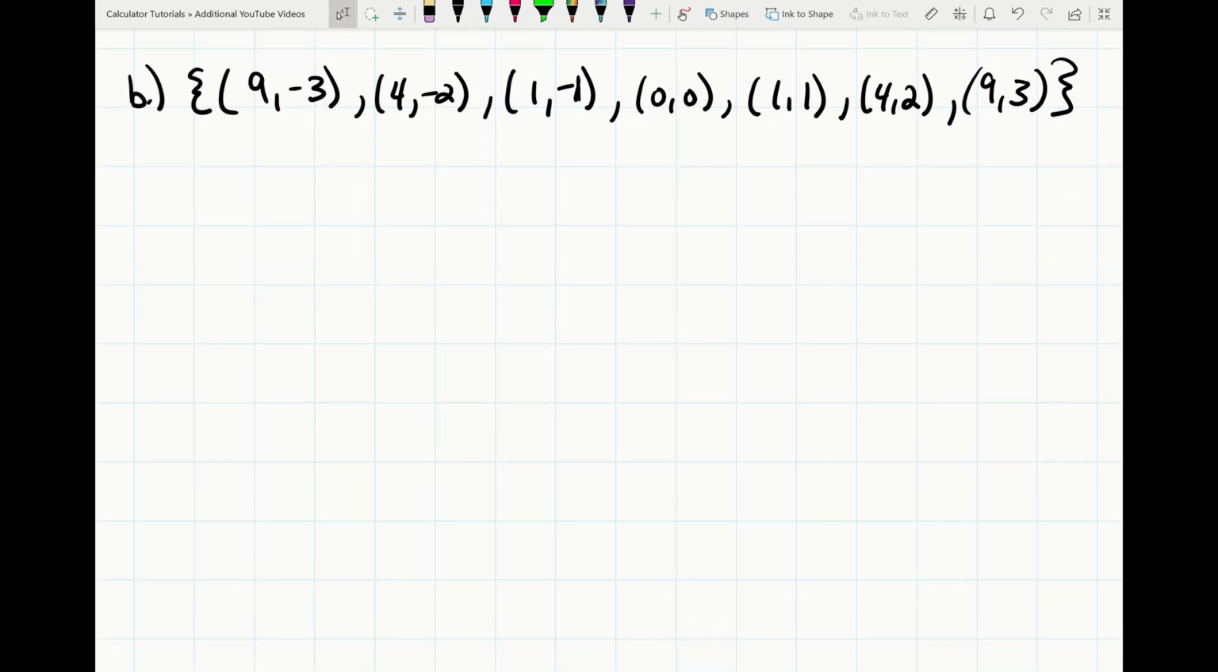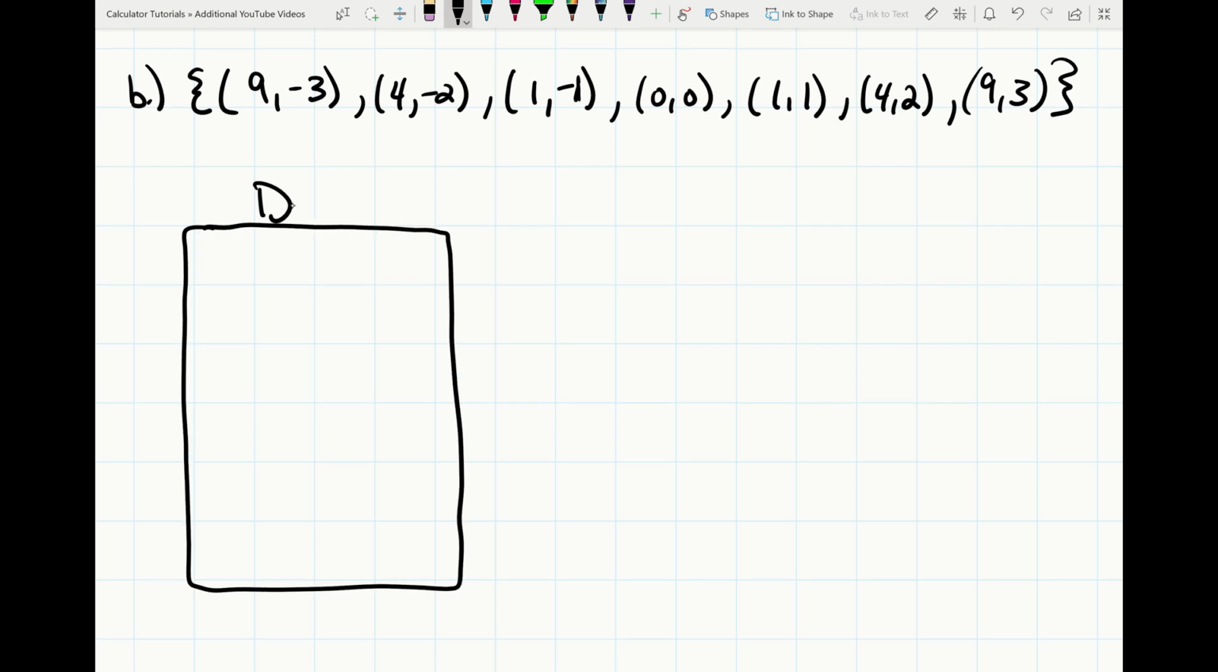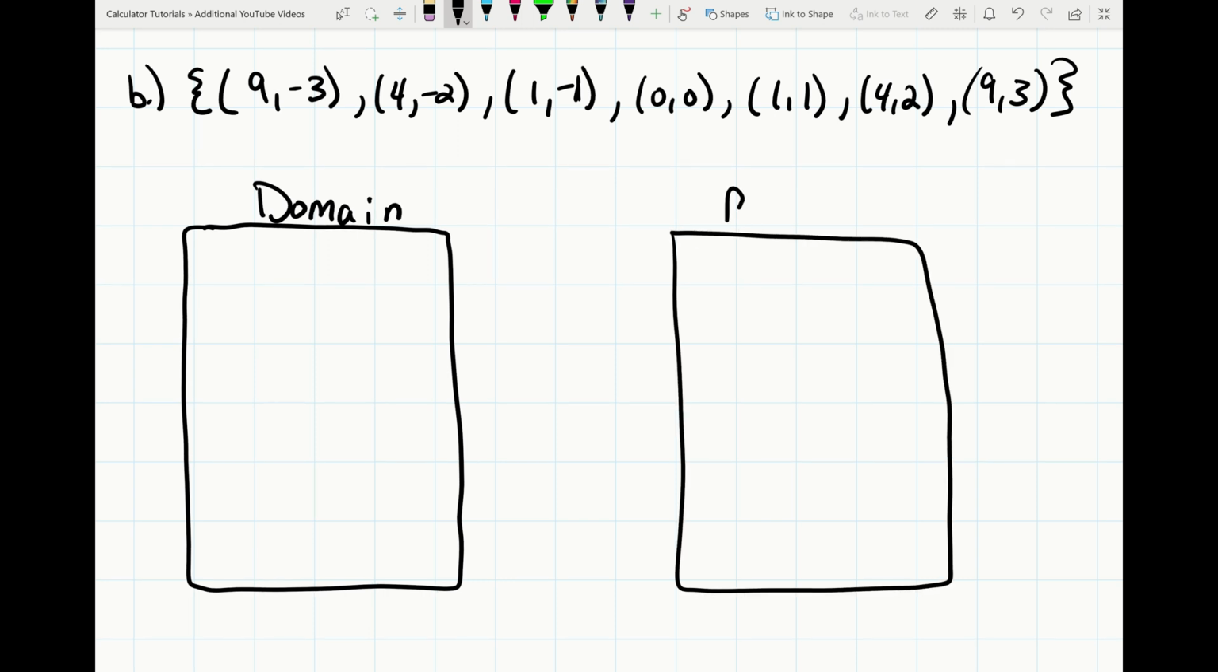I'm going to do the same exact approach with this as I did previously. Create my sets, call the first one domain and the second one the range. We're going to label the elements in each. For my domain, I get a 9, a 4, a 1, a 0, and then 1, 4, 9 repeat, so I don't have to write them down twice. Now the range values are going to be -3, -2, -1, 0, 1, 2, and 3.